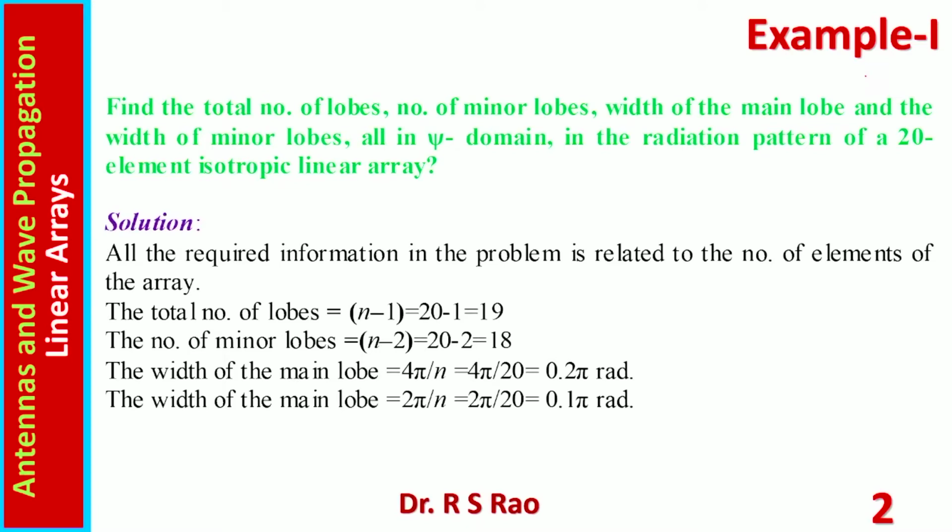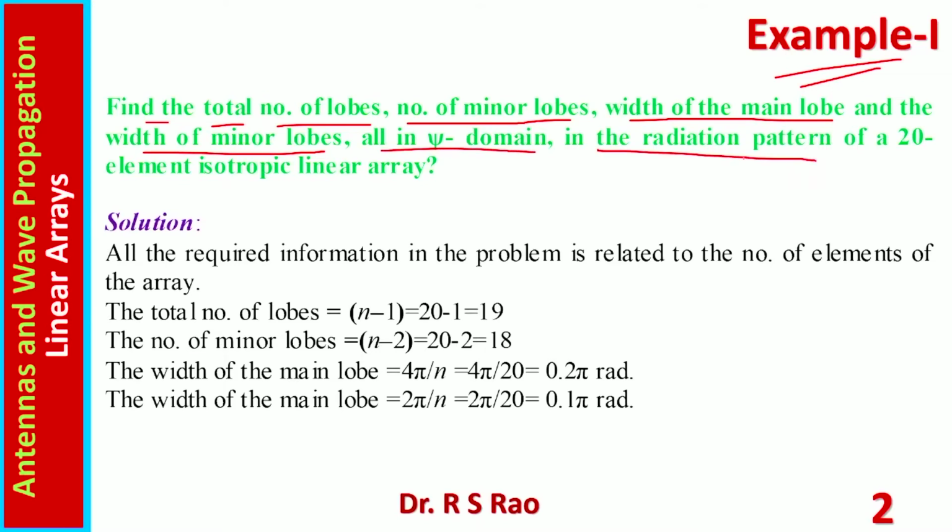We begin the session by considering a problem, example 1. Find total number of lobes, number of minor lobes, width of the main lobe, and the width of minor lobes, all in psi domain in the radiation pattern of a 20-element isotropic linear array. We are asked to determine several aspects of the radiation pattern of a 20-element isotropic linear array in psi domain.